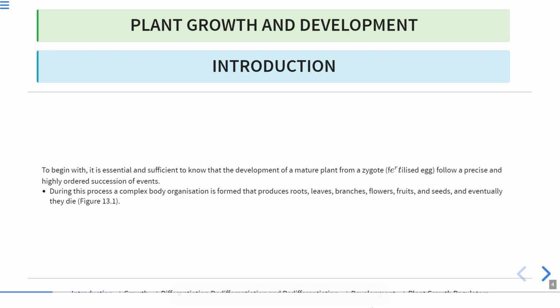On the branches, you can see different flowers emerging, and after the pollination process, the flower changes to fruit. The female part of the flower, that is the ovary, changes to fruit, right? And inside the fruit there are ovules, so the ovule changes to seeds. These are in a very ordered sequence, and after a certain duration of time, the plants, the trees, they die also, right? So this is a very precise and highly ordered sequence of events in the growth of plants.